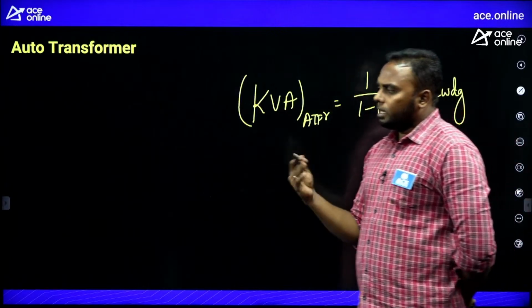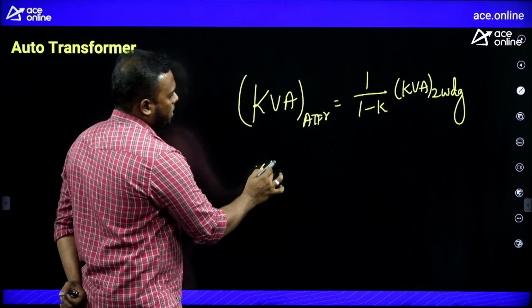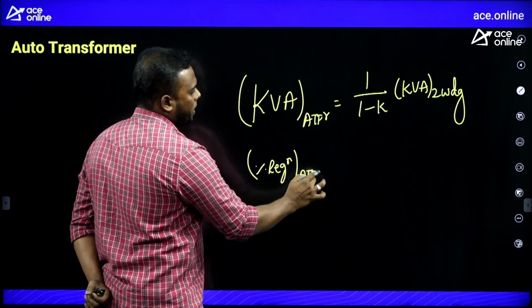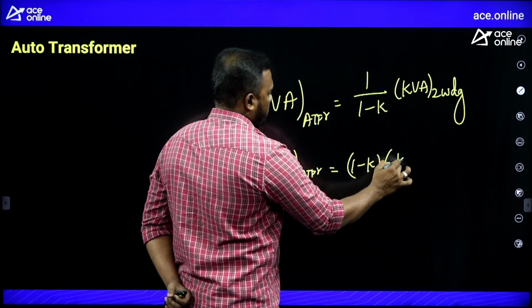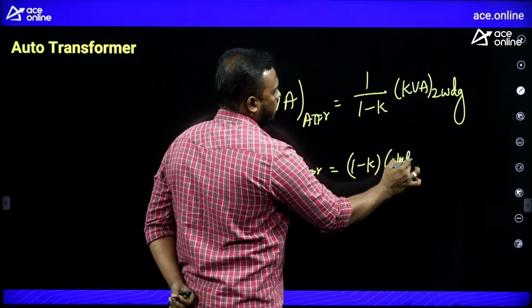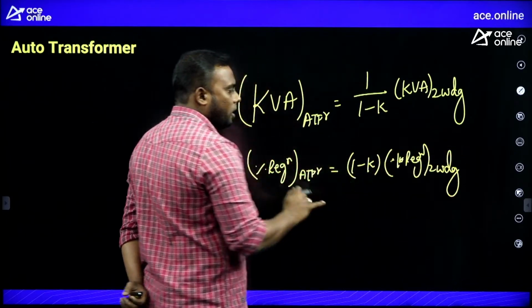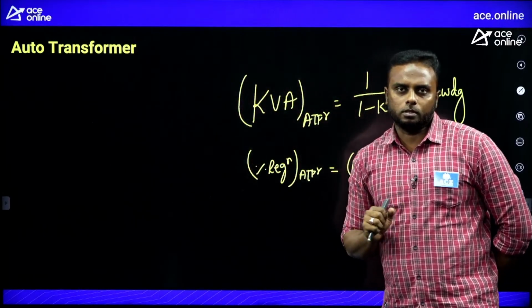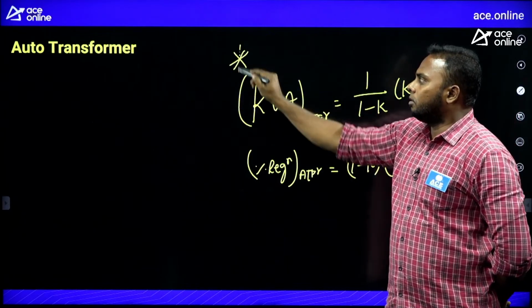So like that, there are some more relations. What is the percentage voltage regulation of an auto transformer compared to two winding? It is 1 minus k times the percentage regulation of the two winding transformer. Like that, weight of copper is also 1 minus k. There are some relations like these, and from this we may get questions directly. Many times in auto transformer the questions are kVA rating calculations.